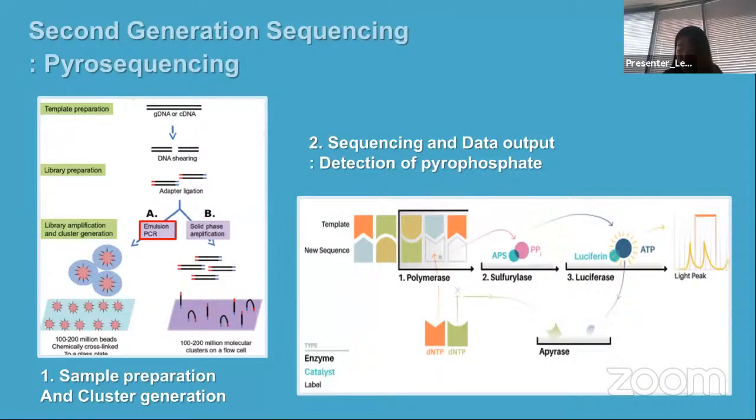The next process is sequencing and data output. DNA synthesis followed by chemical detection of the DNA synthesis then occurs in a picoliter-sized chamber where pyrophosphate release is measured. By consecutively flooding the chambers with sequencing reagent containing one of the four nucleotides, when the correct nucleotide is incorporated in the synthesized strand, pyrophosphate release is measured utilizing a light-generating reaction.